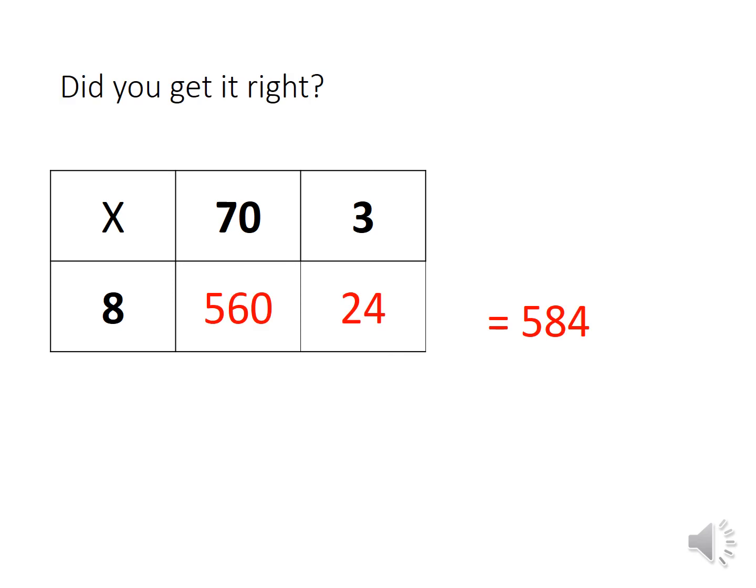Hopefully you've answered this correctly. I have 70 times by 8, which is 560. And I have 3 times by 8, which is 24. Once I add them together, I get 584.